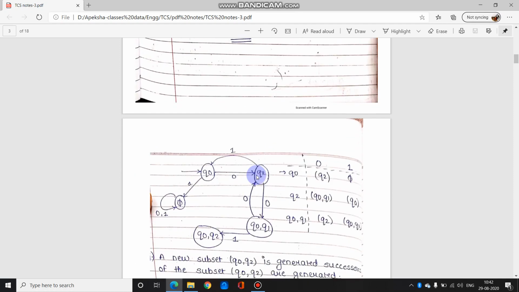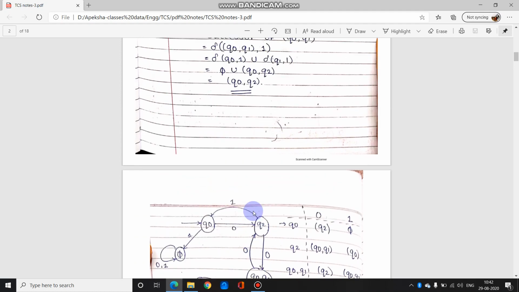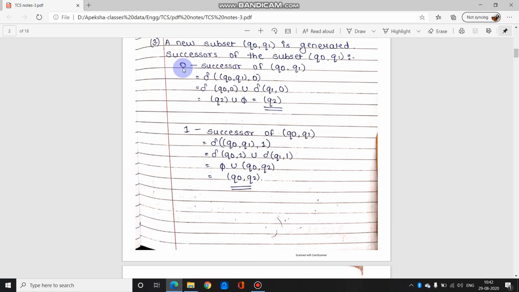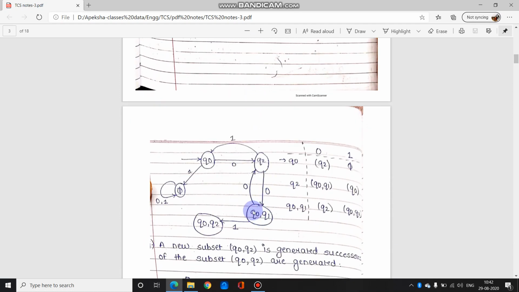So we will make a diagram for this. Here, this is the diagram we had made previously. Next it says Q0 Q1 on an input 0 goes to Q2. So here, if 0 comes on this state, it is going back to the Q2 state. If 1 comes on this state, it is going to the Q0 Q2 state. So we processed this, this, and this. Now after this processing we got a new subset, that is Q0 and Q2. So the next processing will be done on this state.